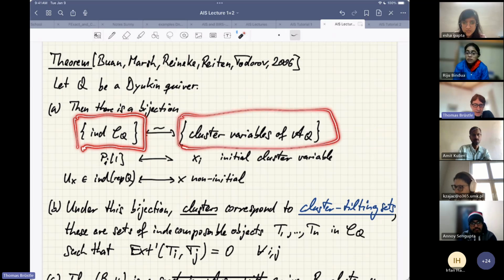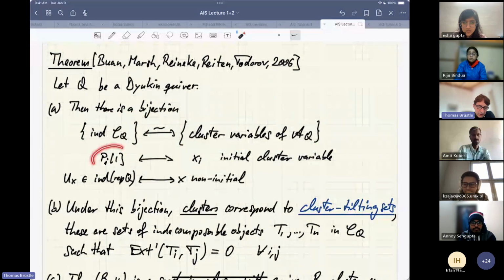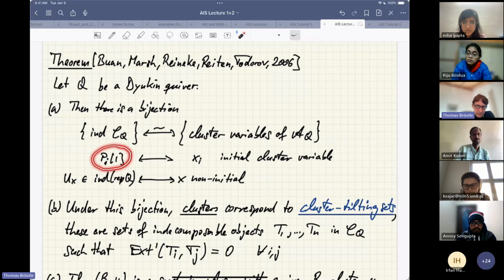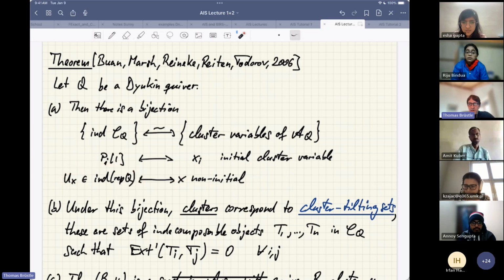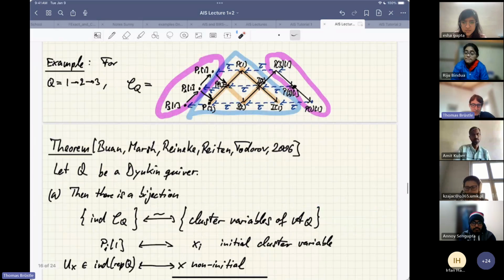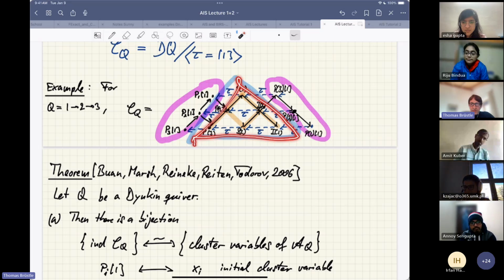This cluster category contains the shifts of the projectives. They correspond to the initial cluster variables. And then there are the others, the non-initial cluster variables, and they correspond to indecomposable representations of the quiver Q. So this is what we observed here. We have one copy of the projective shifted by one, and the non-initial cluster variables correspond to the representations.